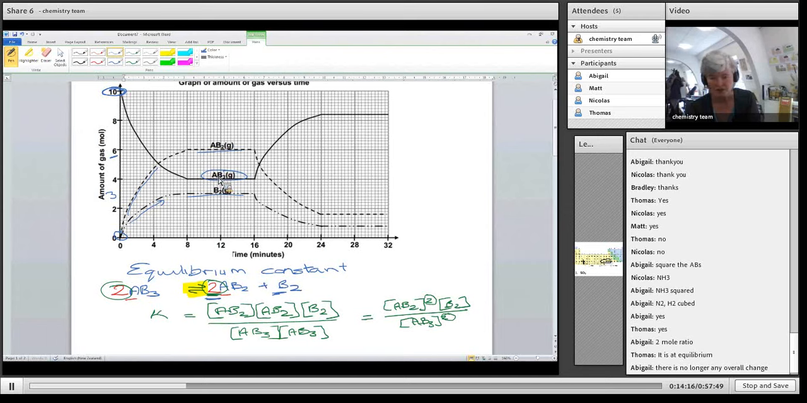So, okay, Thomas, right, it's an equilibrium, and Abigail, you're also correct, there's no longer any overall change. In other words, on the macroscopic level, you don't see any change. It looks as though the reactions come to an end. But what's happened is that now the rate of the forward reaction is equal to the rate of the back reaction. Okay, so it's because the rate is now equal, we don't have this change of amount over time, because that's what rate is. Okay, how fast the reaction is going.